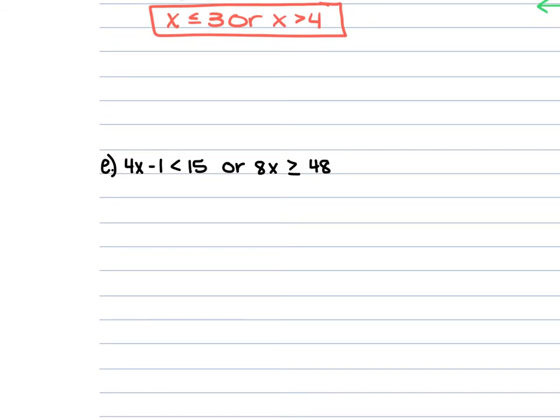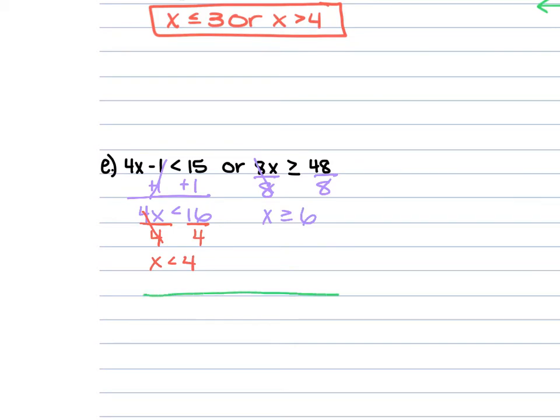For E, we have 4x minus 1 is less than 15, or 8x is greater than or equal to 48. With the 4x minus 1 is less than 15, we're going to add the 1 to both sides to get 4x is less than 16. Then we divide by 4 to get x is less than 4. For the 8x is greater than or equal to 48, we divide each side by 8. We get that x is greater than or equal to 6.